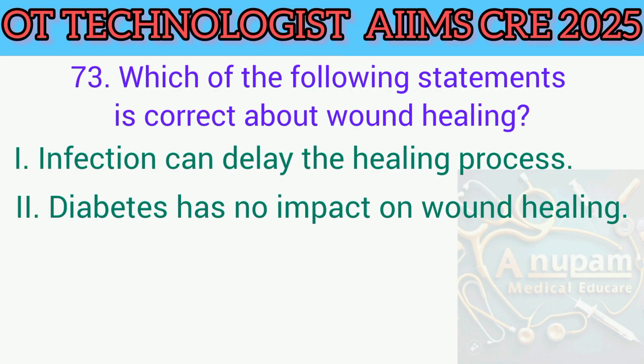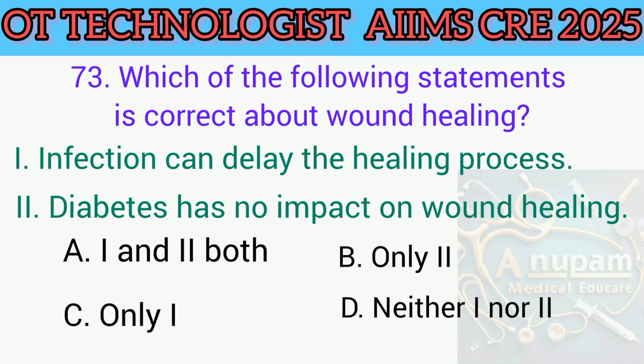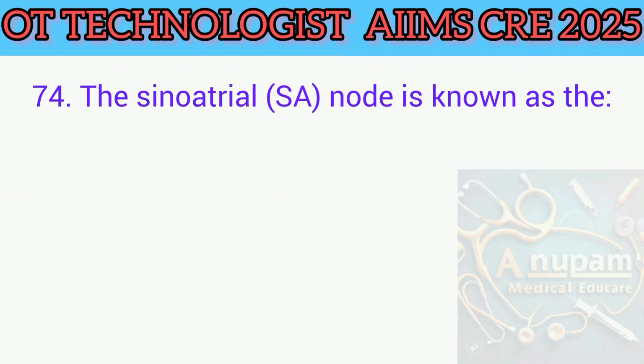Number 73. Which of the following statements is correct about wound healing? 1. Infection can delay the healing process. 2. Diabetes has no impact on wound healing. A. 1 and 2 both. B. Only 2. C. Only 1. D. Neither 1 nor 2. Right option, C.